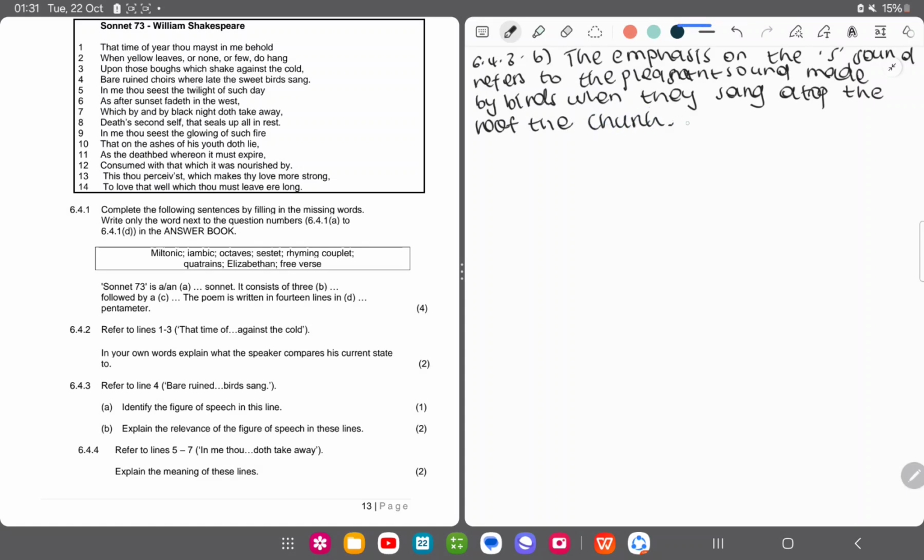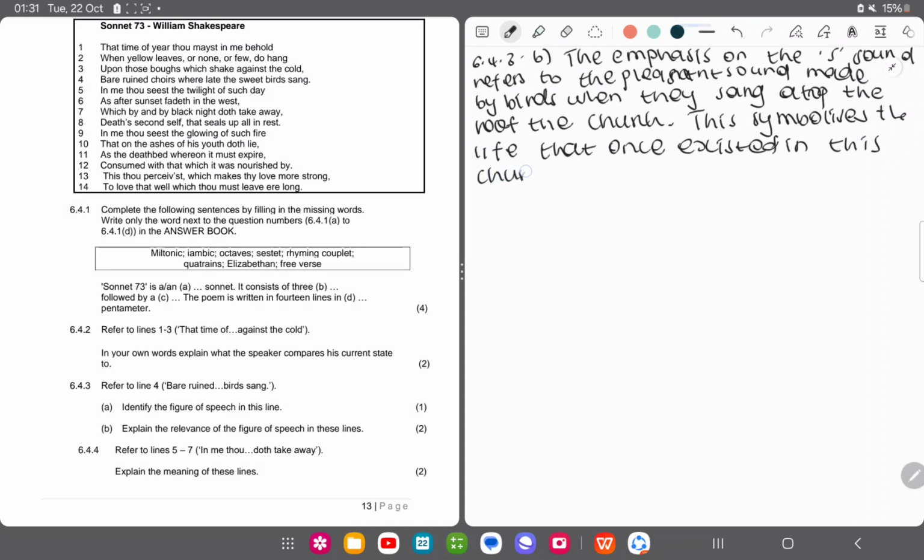Right, so we can say this symbolizes the life that once existed in this church that is now in ruins.